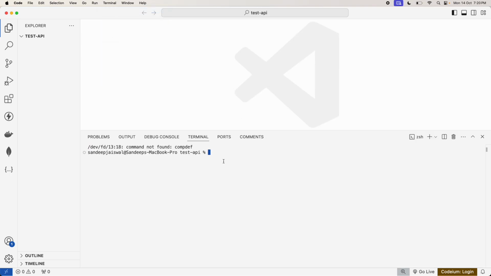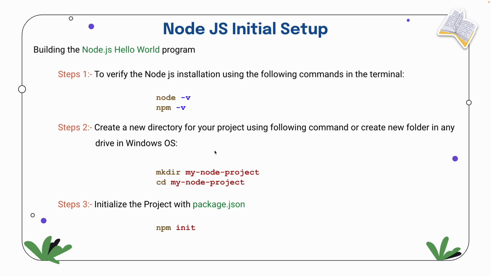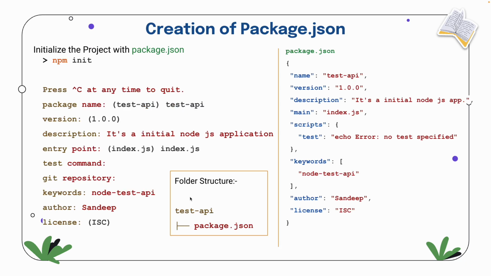We'll go to terminal and we are in the same test API path. Now we'll just do npm space init. Once we run this command, what happens? First of all, this command will ask so many things. It will ask you so many things. So next we are going to see.